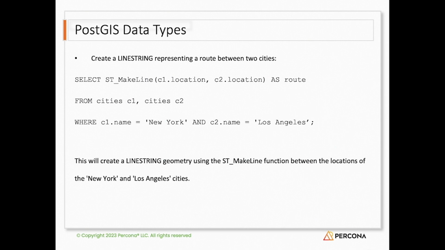So here we are asking to create a line string geometry using ST. Most of the functions in PostGIS are ST underscore and then the function name, so you can tell that it's a PostGIS function. ST_MakeLine: we are making a line between the C1 location and the C2 location, from the same table, cities C1 and cities C2, just aliases C1 and C2, where C1 name is New York and C2 is Los Angeles. So it will make a line from New York to Los Angeles. It's quite simple. It's not that difficult.